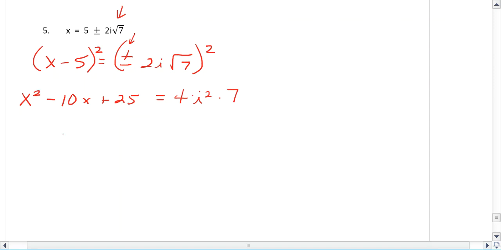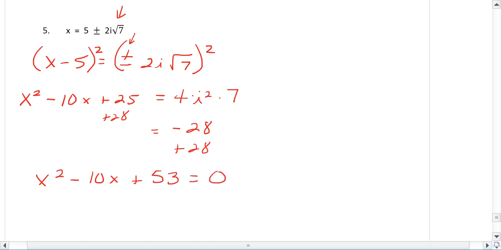So we need to simplify this over here. i squared is negative 1, and 4 times 7 is 28, so this becomes negative 28. So to get the quadratic we need to add a 28 to both sides. And so our final answer is x squared minus 10x plus, I think that's 53, if I added that right.